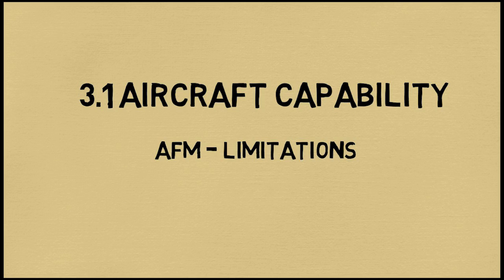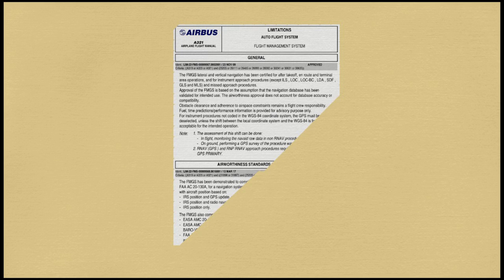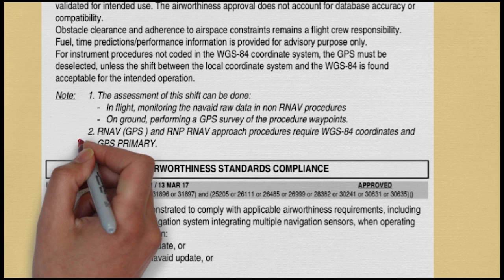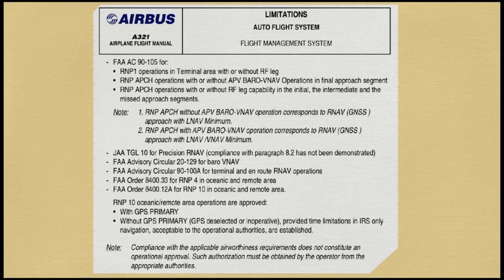Let's start with a document not often used, the aircraft flight manual. It provides some valuable information on the subject. First notice that a limitation and a condition for RNAV approaches is GPS primary. After all, it is based on satellite navigation. Second, notice that it compares various RNP and RNAV values. Quite difficult to understand.